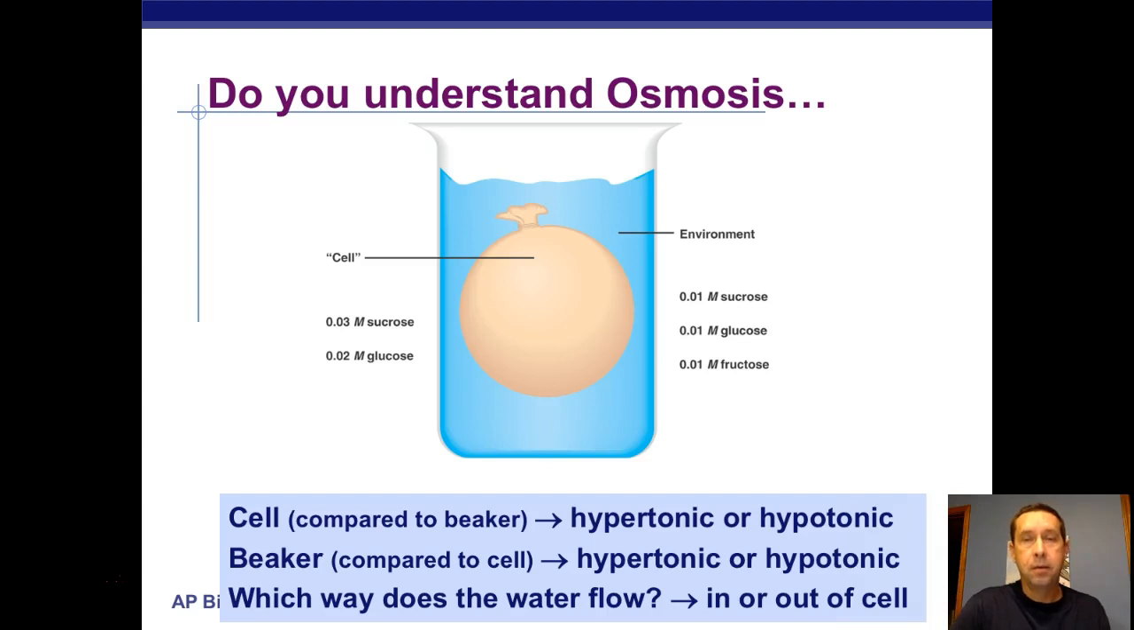Okay, so compared to the beaker in this case, the cell has a 0.3 molar solution and the environment is 0.1 molar, so the cell solution would be hypertonic. The beaker would be hypotonic, so water is going to flow from the environment into the cell.